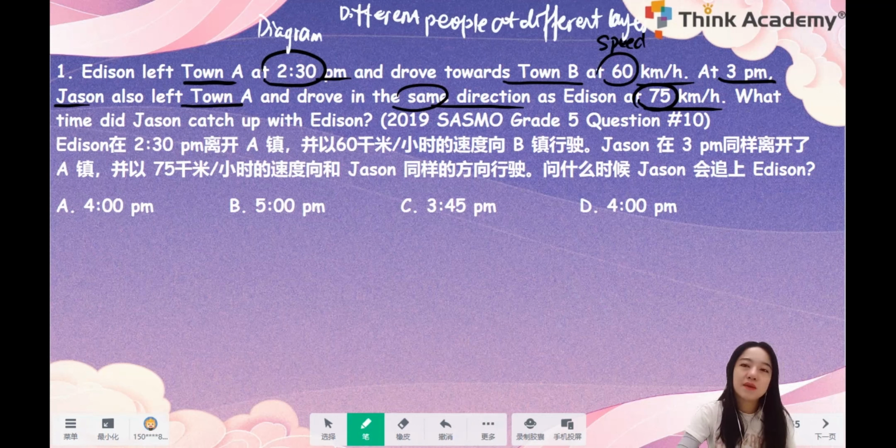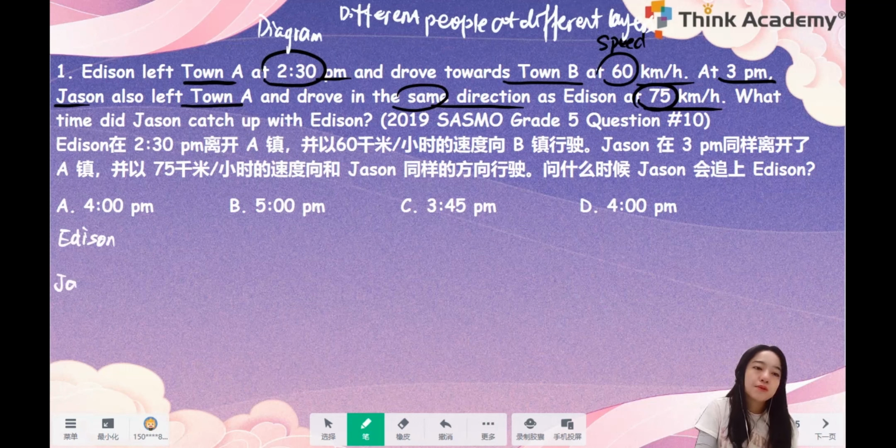What does this mean? Because there are two people, both of them are traveling. So to compare their distance, we had better put them in different layers, in different rows. If I put Edison in the first row, I will put Jason in the second row. And as you can see, they start from the same place. So the left point should be aligned, should be in the same column.